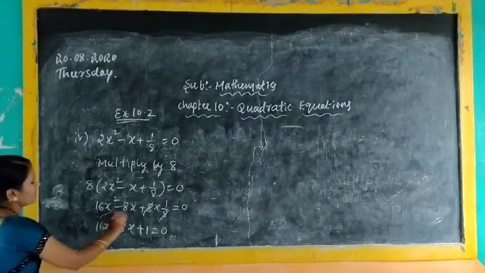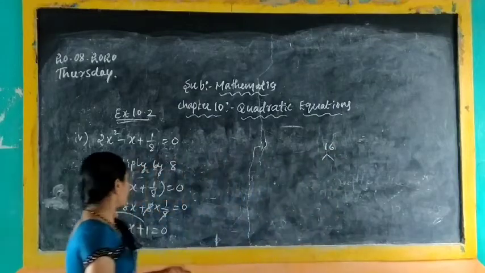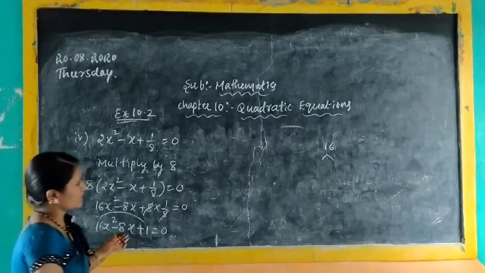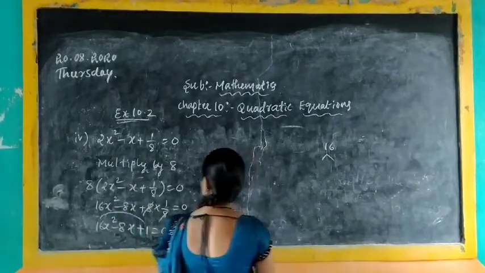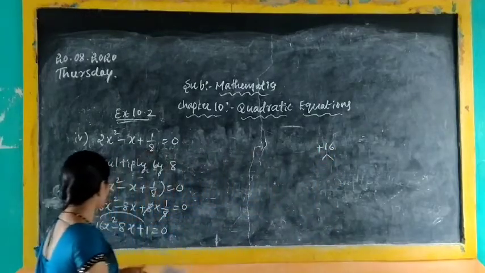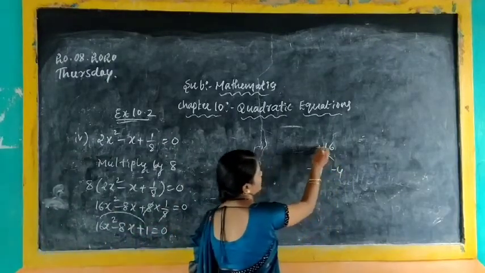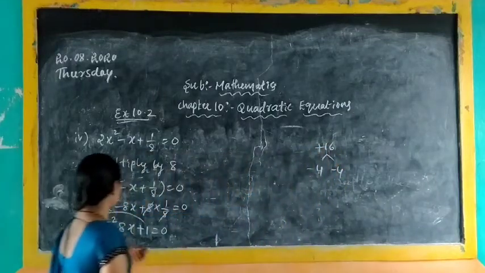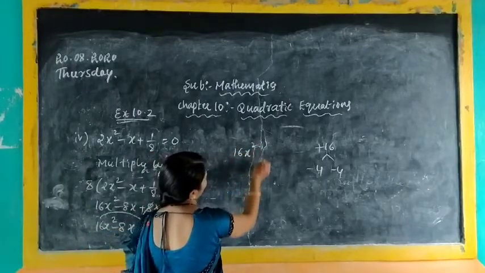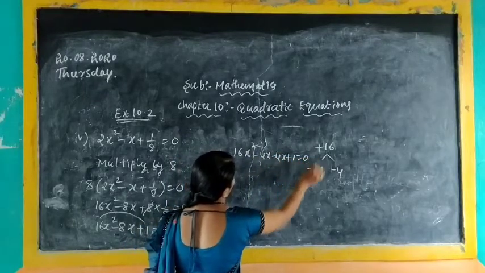Next you have to consider the endpoints. 16 ones are 16. If you are multiplying, I need 16, plus 16. If you are adding or subtracting, I need minus 8. Which number you will take? Here I need plus 16, means you have to take minus 8. I need minus 4 into minus 4. Minus into minus is plus, 4 fours are 16. Instead of minus 8x I will take minus 4x minus 4x. 16x square minus 4x minus 4x plus 1 is equal to 0.